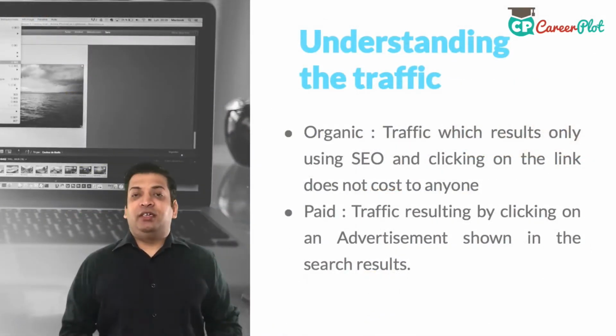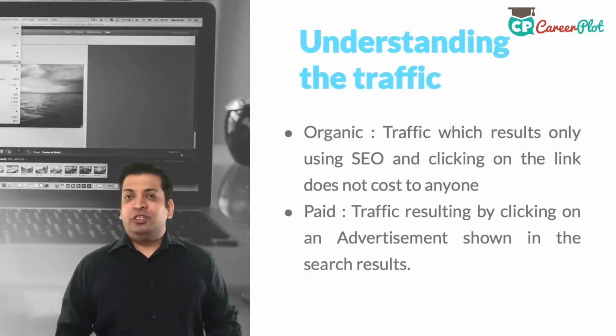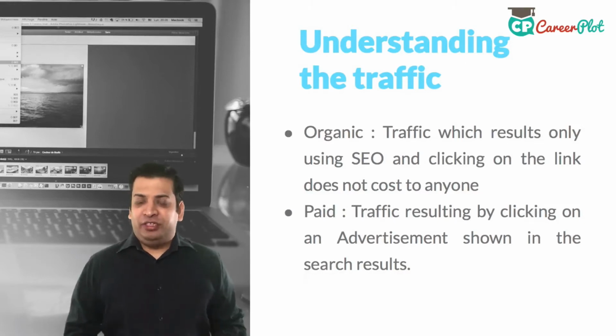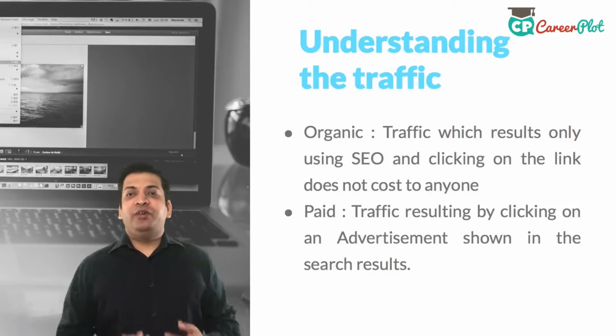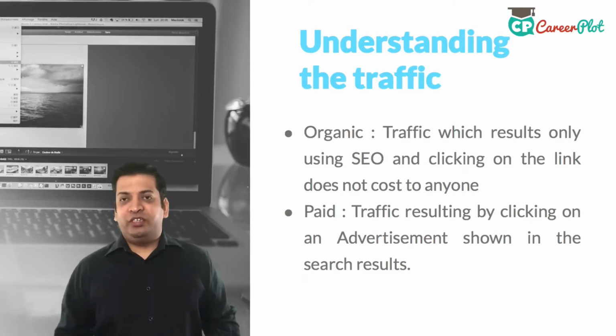Now let's discuss the traffic types. So there are two types of traffic on the internet. One is called organic and one is called paid. We have been using these words for quite some time in the lectures now.